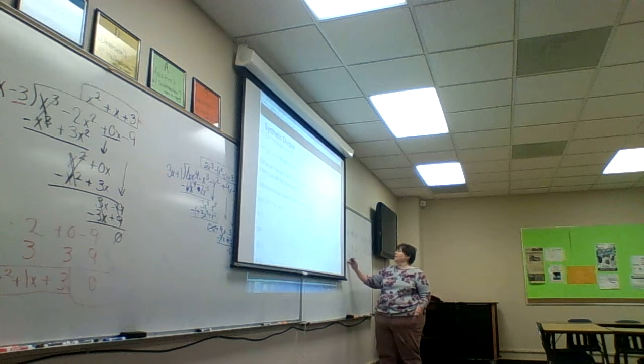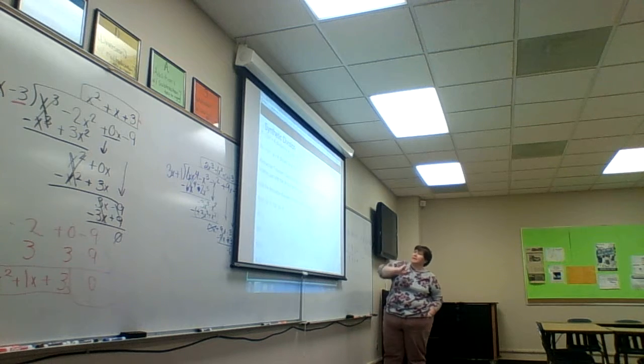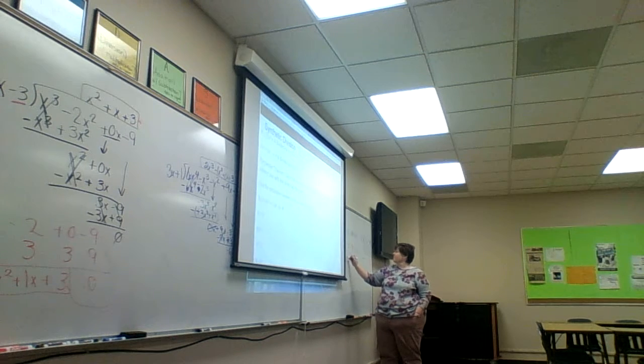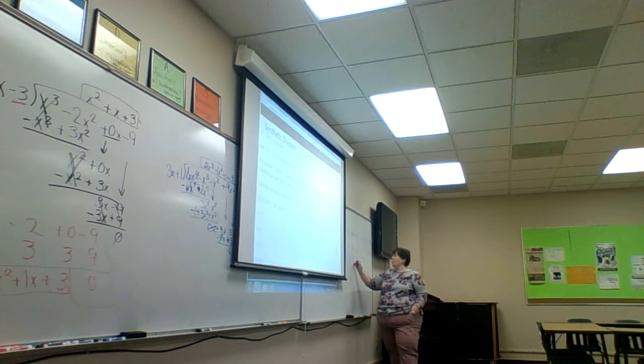So one less is x to the third minus 3x squared minus 1x plus 3 minus 5 over x plus 3.